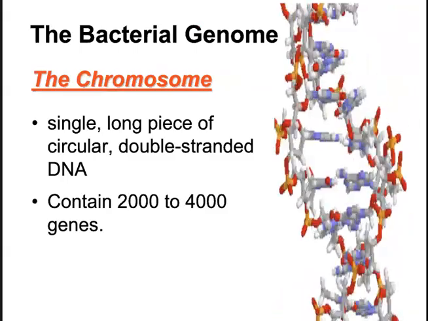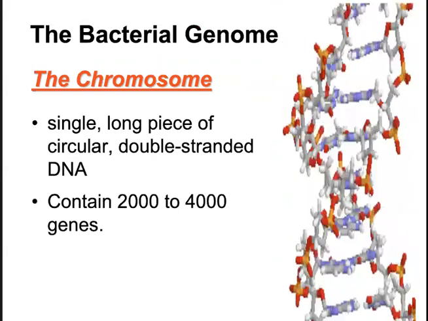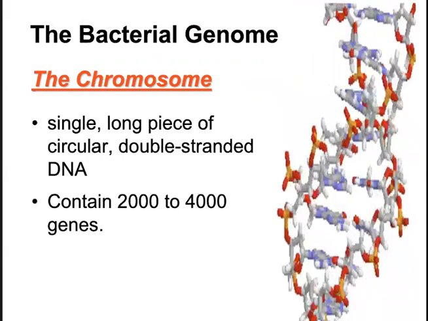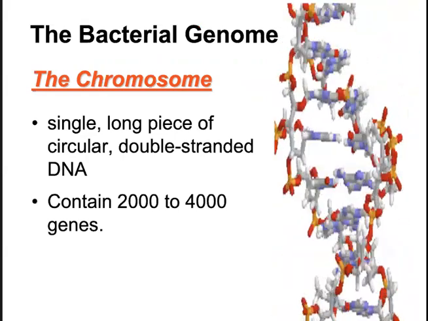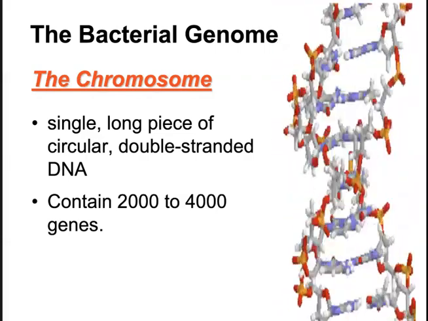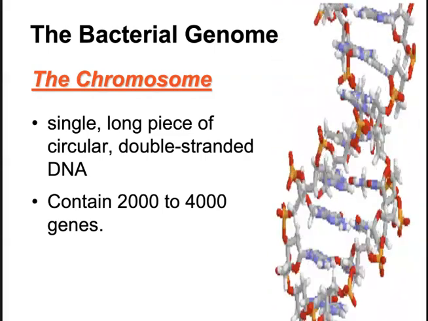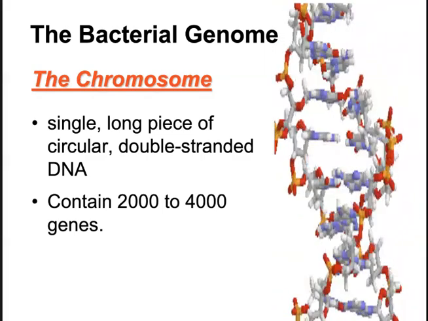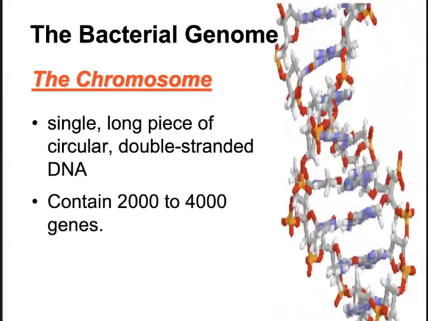Okay, so of course, when we're talking about genetics, the chromosome or the bacterial genome will be at the core of it. The bacterial chromosome is a single long piece of circular double-stranded DNA that contains about 2,000 to 4,000 different genes, genes that may code for their morphology, their characteristics. And of course, we have the plasmids.